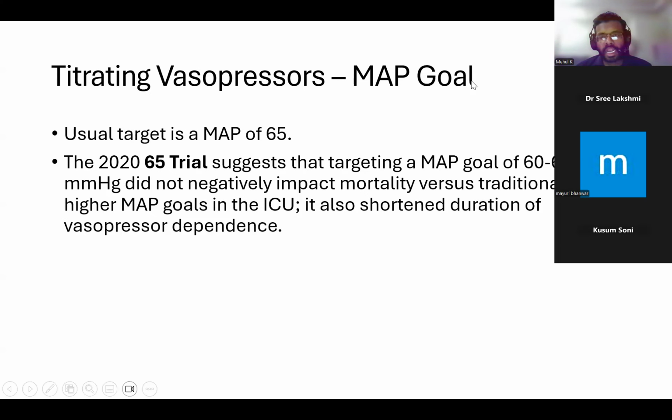So, how do you titrate vasopressors? Usually, we titrate them to a MAP of 65. We have this trial, the 65 trial, that looked at a MAP target of around 60 to 65 versus higher MAP targets in the ICU. It didn't have much of a difference on mortality, and we were able to wean patients off vasopressors more rapidly. And a MAP of around 65 will maintain perfusion to your vital structures like your brain, your kidneys, and your gut.